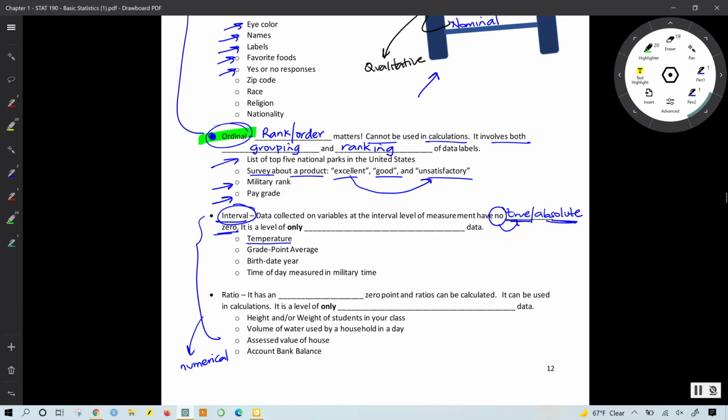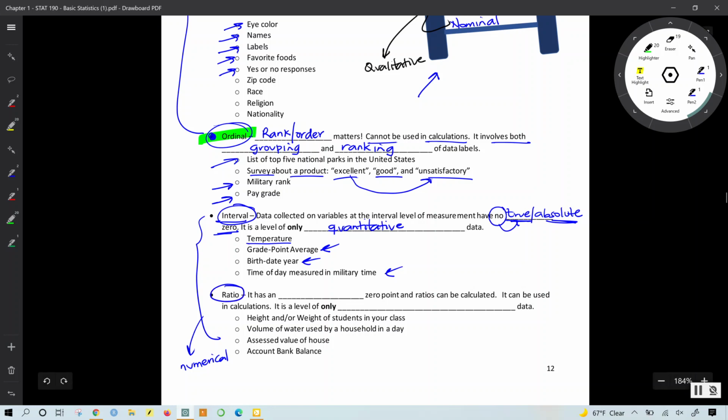So, take note that any variable like temperature, grade point average, birth date year, time of day measured in military time, if we say 00 hours, that just means 12 a.m. It does not mean absence of time. And it is a level of only quantitative variables.